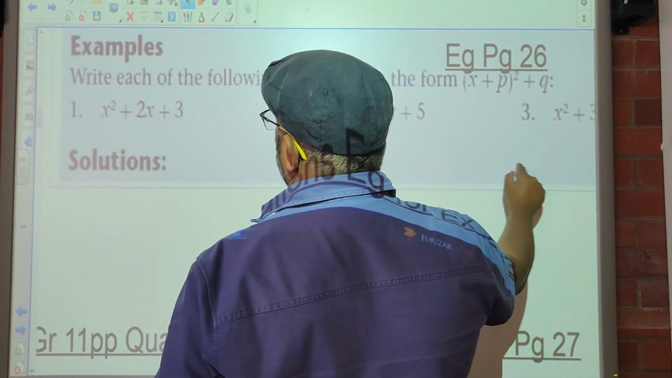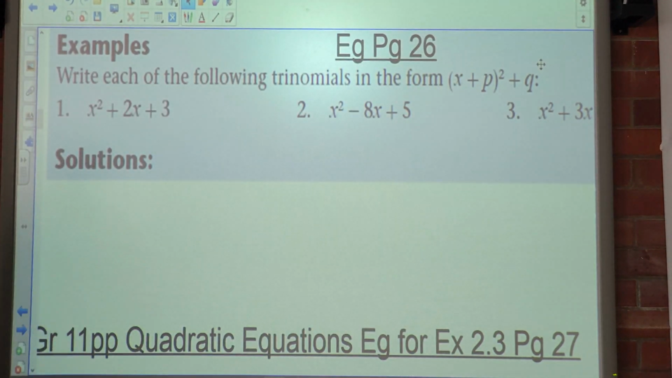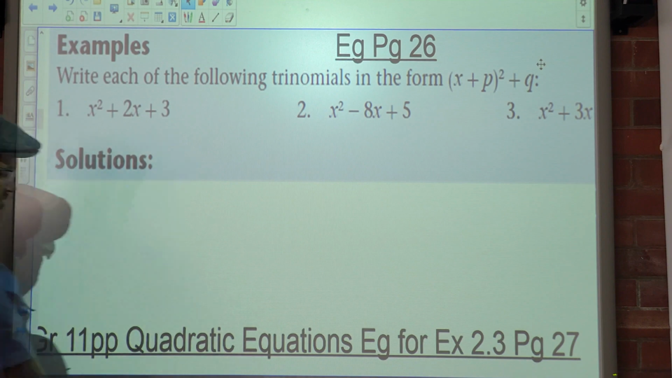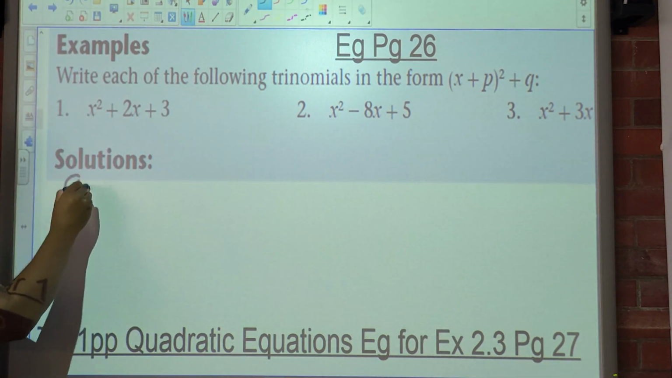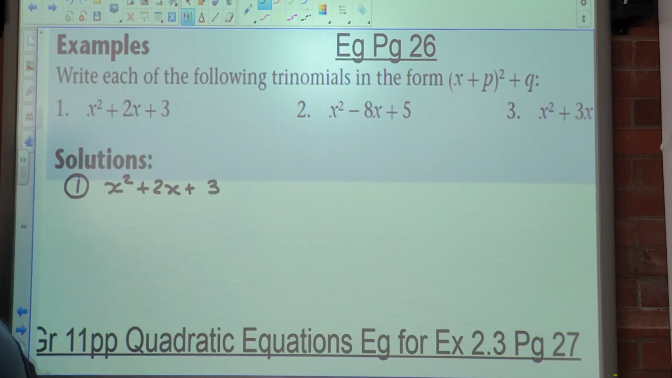a(x plus p) squared plus q. Okay. So let's look at the first one. Number 1. We've got x squared plus 2x plus 3. Now when we did completing of the square, what did we look at? In the previous exercise, we only had the first two terms. Not so. Now we have a third term here.